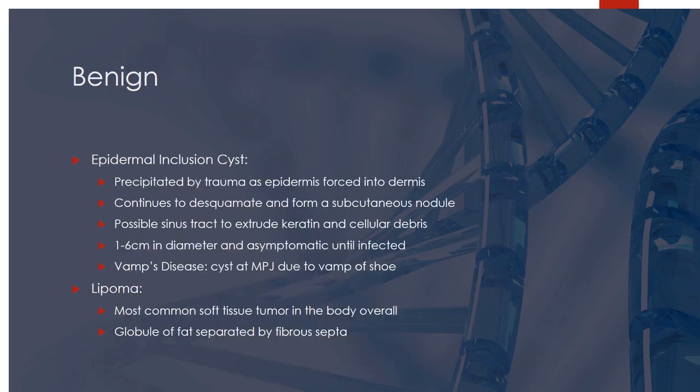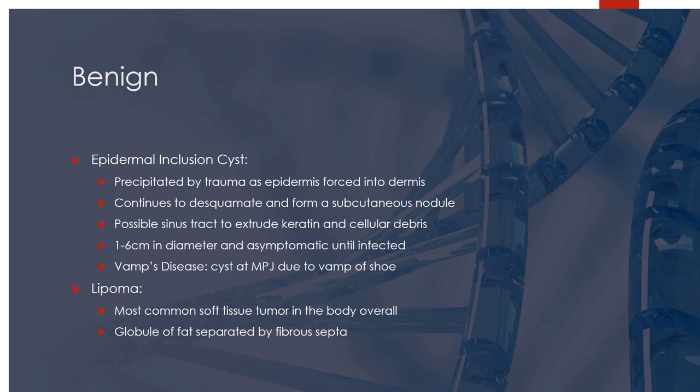So we're looking at benign soft tissue lesions of the foot and ankle region. Epidermal inclusion cyst comes first. That's something you're going to see after trauma, as the epidermis, the top layer of the skin, gets forced into the dermis and continues to multiply. It can wall itself off, creating a subcutaneous type of nodule.